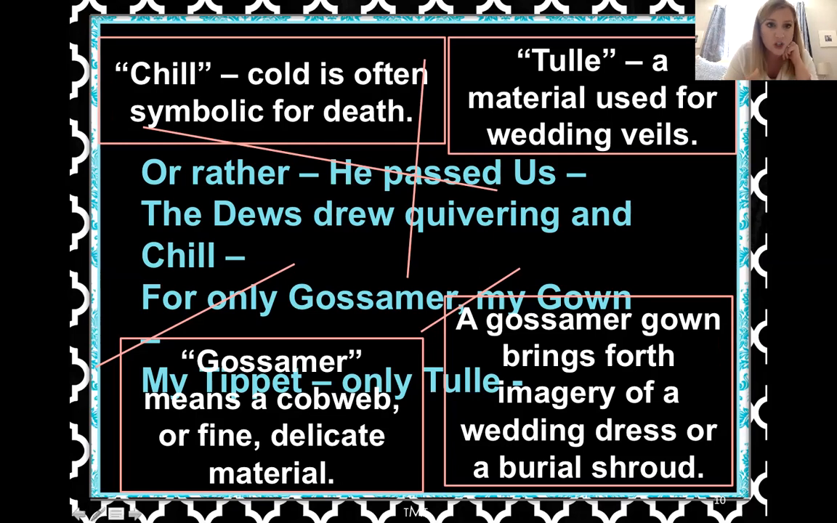But now it tells us what she's wearing. Gossamer my gown. Gossamer gives us an image of a wedding dress or a burial shroud. So something that is really nice white material. And it says, my tippet only tulle. And a tippet is like a shawl that you wear, kind of like a scarf, ladies. And tulle is a material used in wedding veils. So she is dressed, right, kind of for death. Something formal.